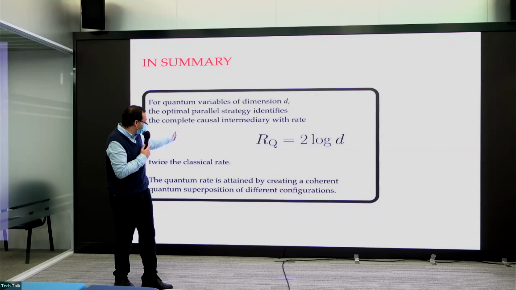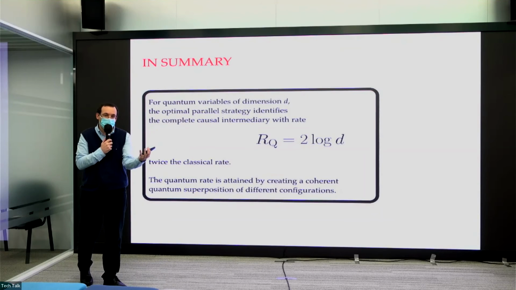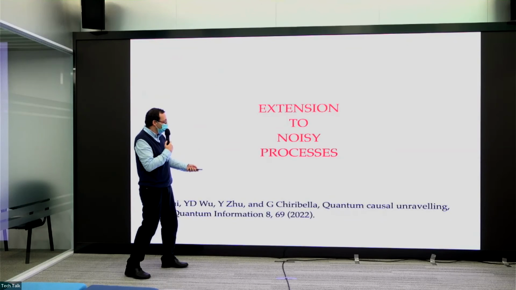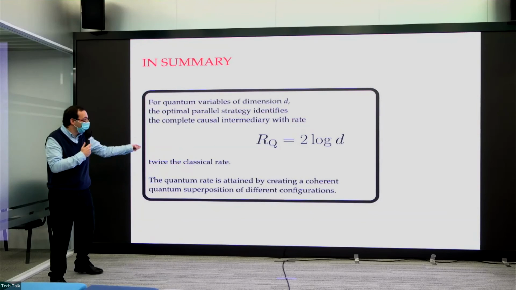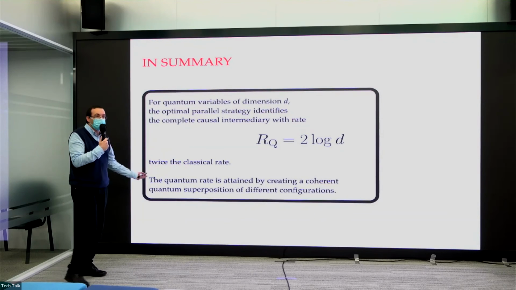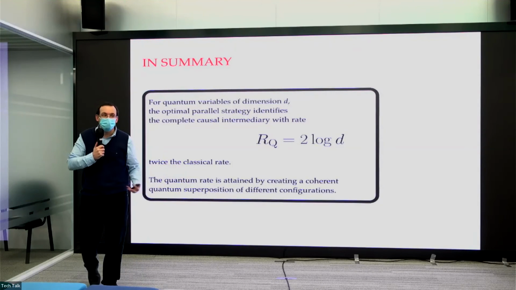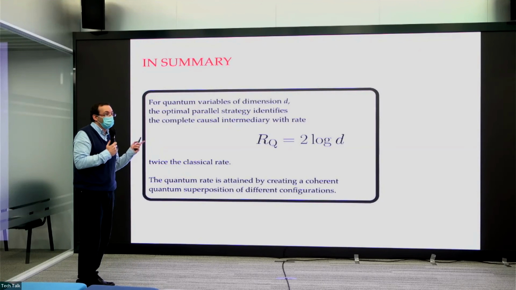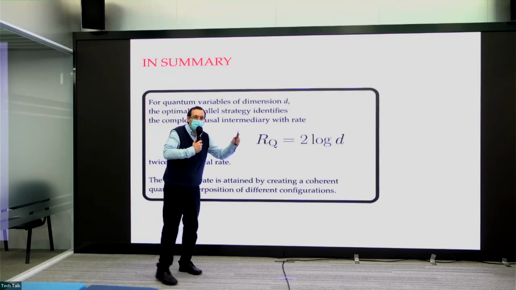So this tells us that there is a quantum advantage between the classical version of the problem and the quantum version. We double the rate of the discrimination between these two hypotheses. And this advantage is obtained in this very quantum way of superposing many alternative configurations. Okay, so this is very nice, but this is very theoretical. I mean, this is very idealized with these perfect permutations.